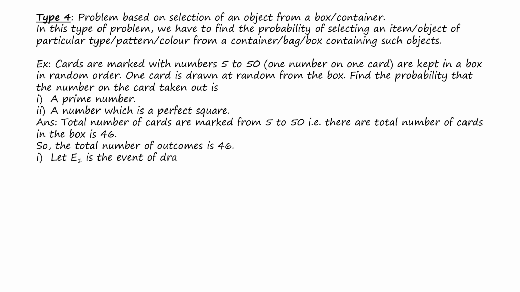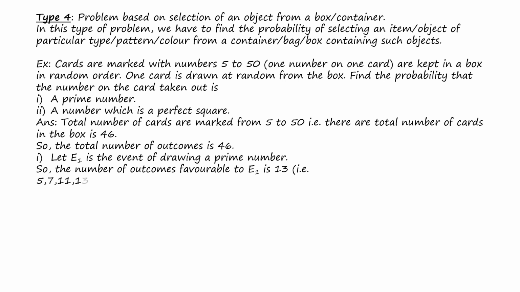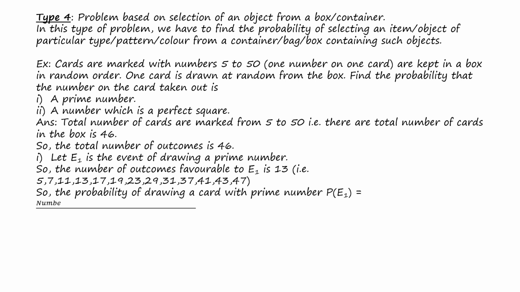Now come to the bit 1. Let E1 be the event of drawing a prime number. So how many prime numbers are there between 5 to 50? The number of outcomes favorable to E1 is 13, because there are 13 prime numbers between 5 to 50 and the prime numbers are 5, 7, 11, 13, 17, 19, 23, 29, 31, 37, 41, 43 and 47. So the probability of drawing a card with a prime number, or P(E1), is the number of outcomes favorable to the given event over the total number of outcomes, which equals 13 by 46.